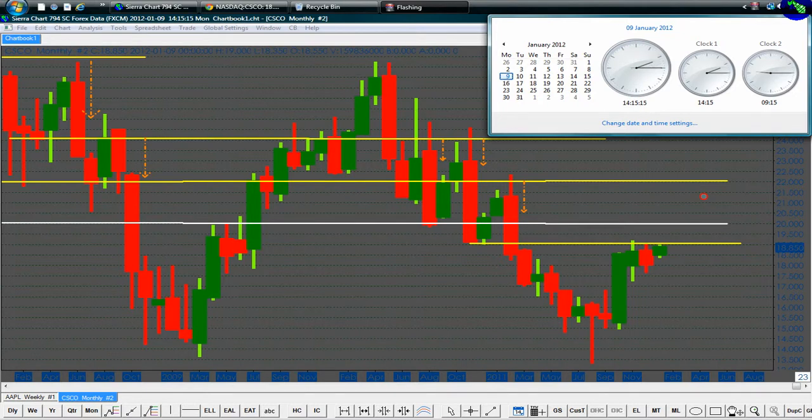London is now open, and New York will be open in the next 15 minutes or so. The time in London is 15 minutes past 2 p.m. In New York it is 15 minutes past 9 a.m.